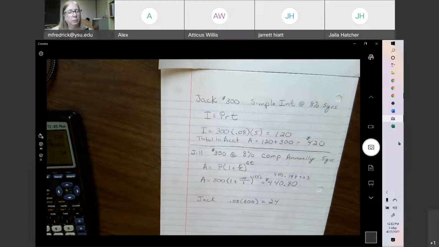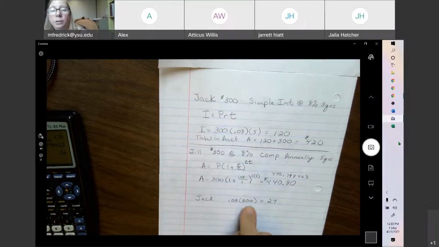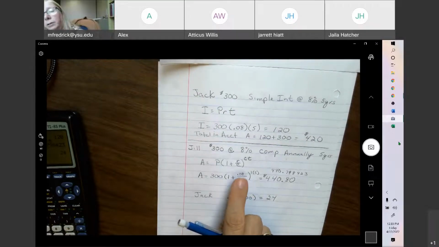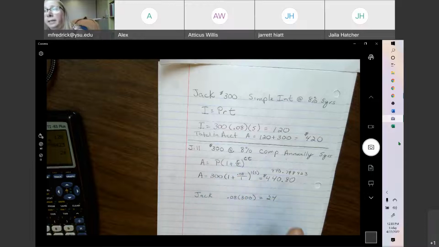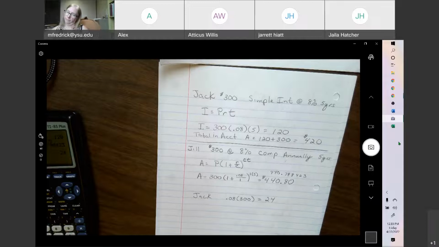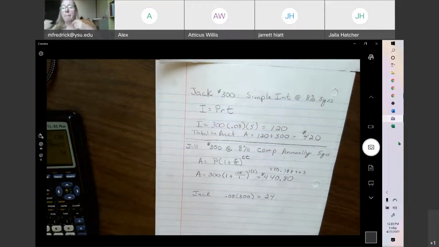So we would just say that Jack only makes interest off of his original $300. So Jack only makes interest off of his starting amount, $300, where Jill is making interest off of the 300 plus any interest she makes each year. Yep. Thanks. Just want to know how to word it. Nope, that's good. Any other questions on that?